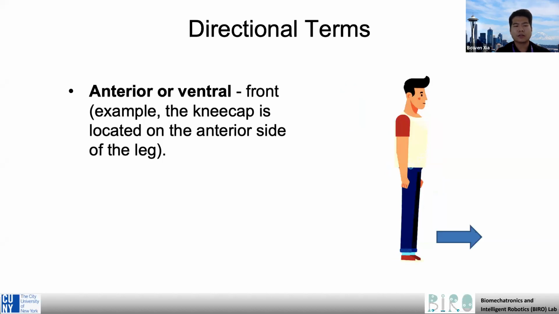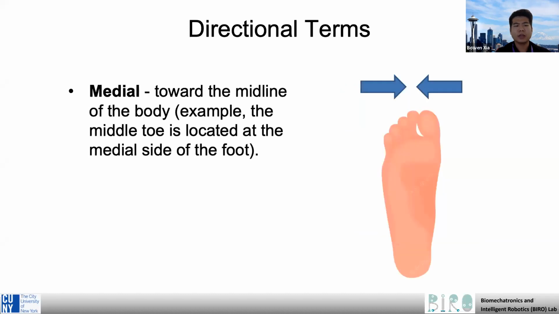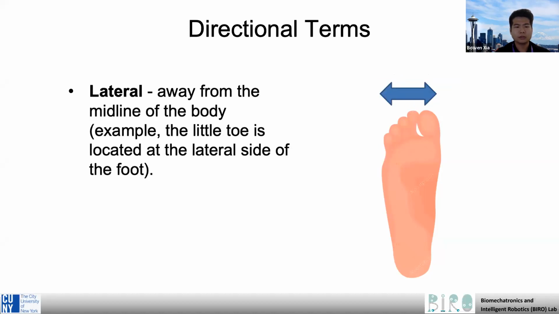Anterior, that's the front. Posterior, or dorsal, that's the back. Sometimes we may call those names. And medial, that's towards the middle line of the body. So for example, the middle toe is located at the medial side of the foot. And lateral, that's away from the middle line of the body. For example, the little toe is located at the lateral side of the foot.